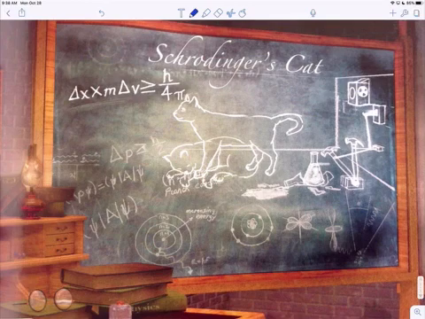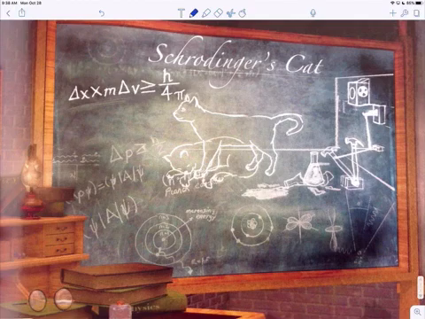The problem is it's going to be spin up, spin down, or it can be both at the same time, and then that ruins the math. It doesn't ruin the math, it just makes it much more complicated. But that's something that we're working on now. We do have quantum computers now, but they're not very advanced.